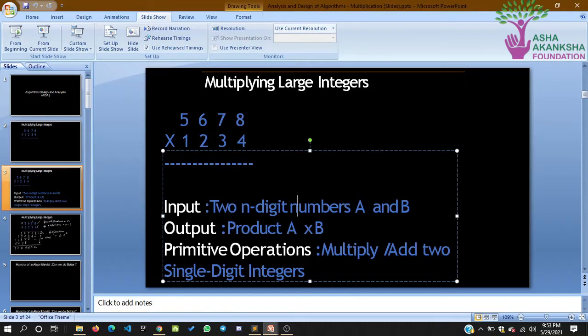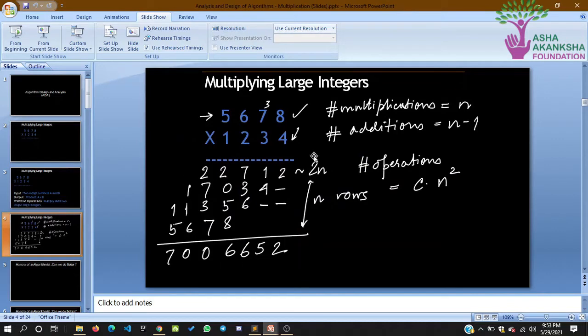So the brute force algorithm is something that we have learned in earlier classes. And in that algorithm, there are two operations. Let me first discuss the brute force algorithm. So in the brute force algorithm, suppose we are provided two numbers, 5678 multiplied by 1234, and we have to multiply both of these numbers by the brute force algorithm.